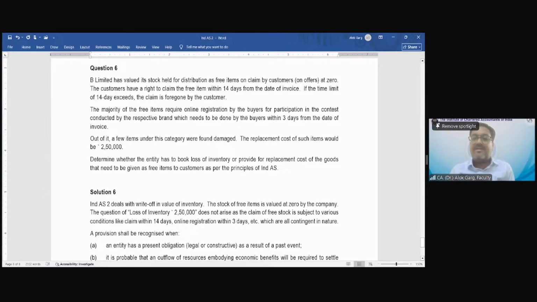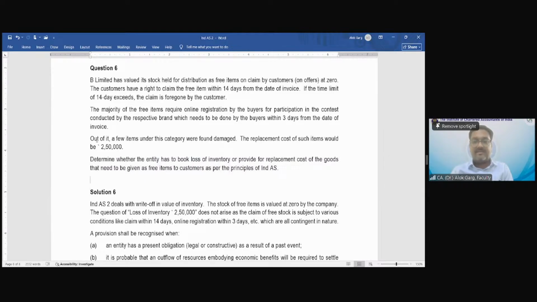When the registration happens, within 14 days the customer can reach out to the store and get the free hanky. Out of it, a few items under this category were found damaged. The replacement cost of such items would be rupees 2,50,000. Determine whether the entity has to book loss of inventory or provide for replacement cost of the goods that need to be given as free item to customers as per the principles of Ind AS.